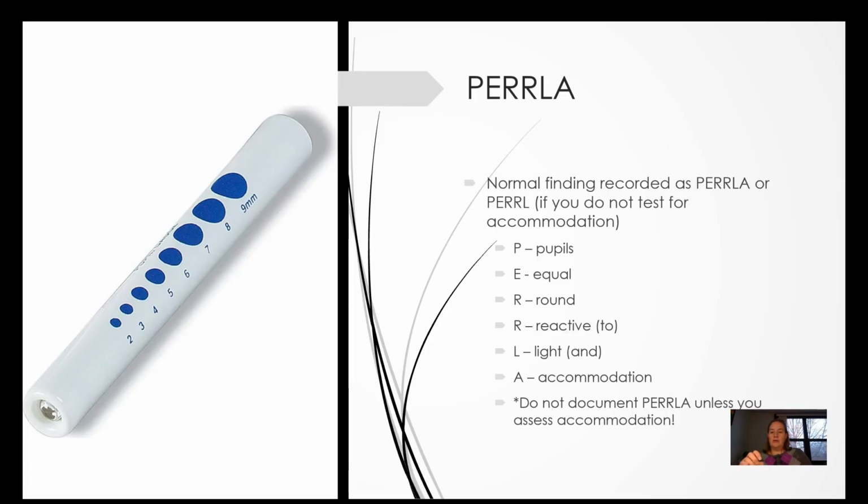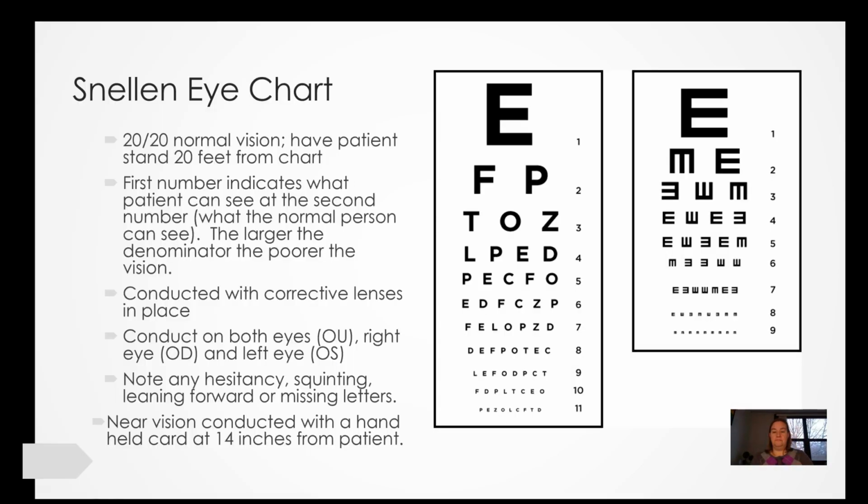Okay, here's your reminder of what pupils equal, round, and reactive to light and accommodation are. You cannot document PERLA unless you test accommodation. So if you test your light reflex on the right and your light reflex on the left, you are only getting the pupils equal, round, reactive to light. You don't get that accommodation piece until you tell that patient, hey, I'm coming at your nose, and you're watching for them to cross their eyes and focus in on their nose.